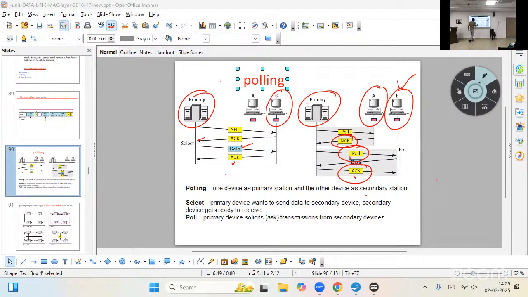See, one of the devices is a primary station, the other device is a secondary station. If it is a primary, it will select the device that it wants to send the data to, the secondary station. Are you ready to receive the data? If it is yes, they can send the data. If it is not received, what will happen? They can give a negative acknowledgement. So here the pull: they can transmit from secondary, and then they will pull the data, which means it will be transmitted.